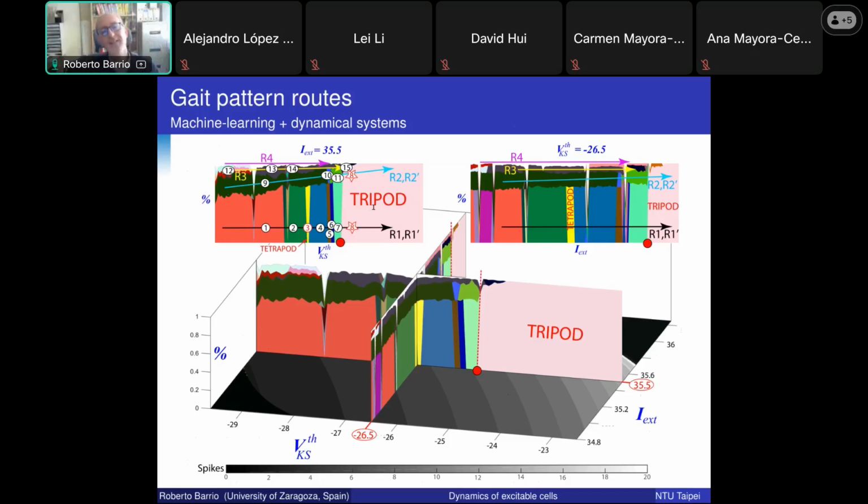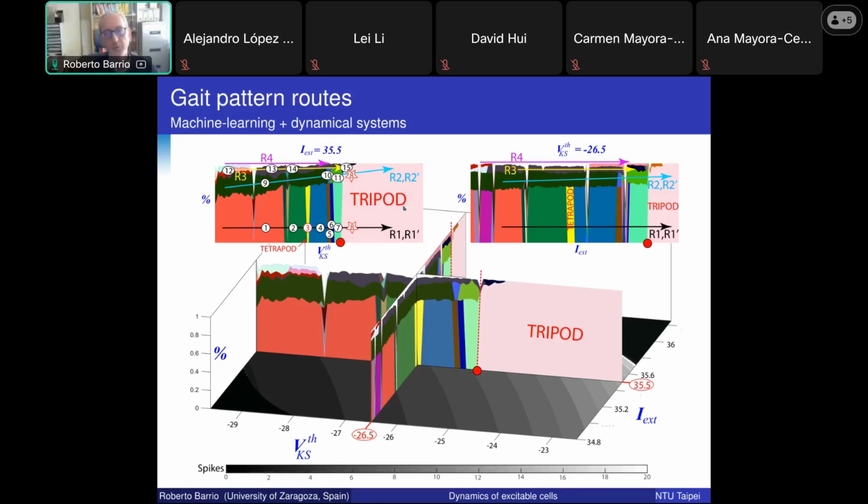So we have detected that the tripod movement is dominant in this area of the parameters. That means when you move the parameter, normally when you make something faster, you go to this area. So the tripod gait is dominant in this area, and the mathematics give that. And we have several routes to change from another pattern to the tripod.